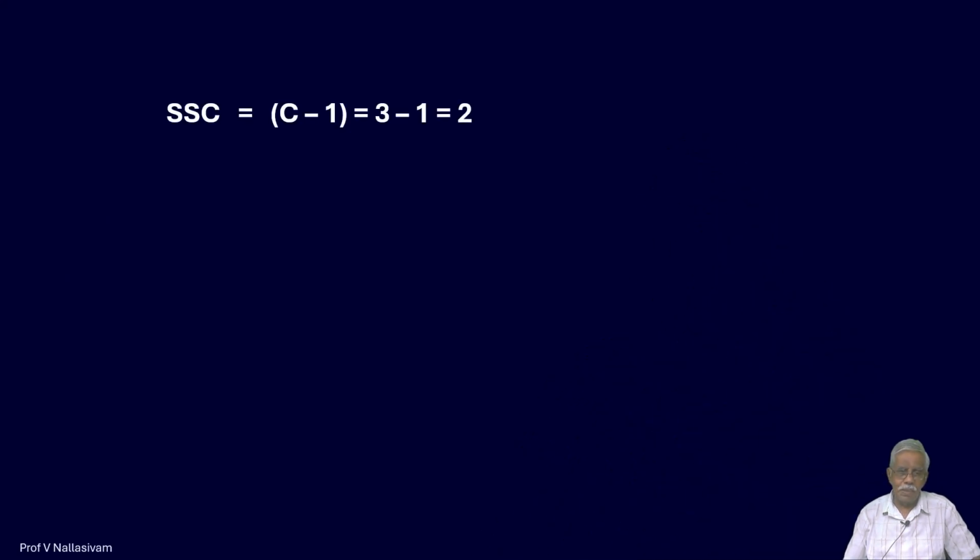Degrees of freedom of SSC is capital C minus 1, where capital C is the number of columns. It is 3. Degrees of freedom of SSC is 3 minus 1, 2. Degrees of freedom of SSR is capital R minus 1, where capital R is the number of rows. It is 2. Degrees of freedom of SSR is 2 minus 1, 1.